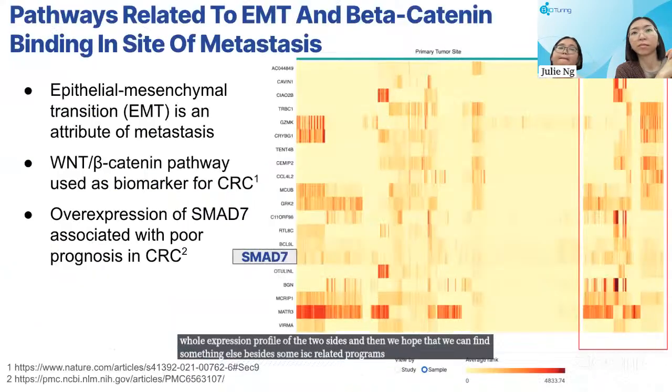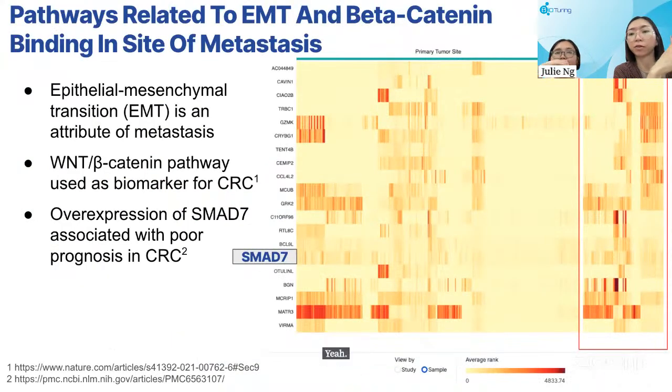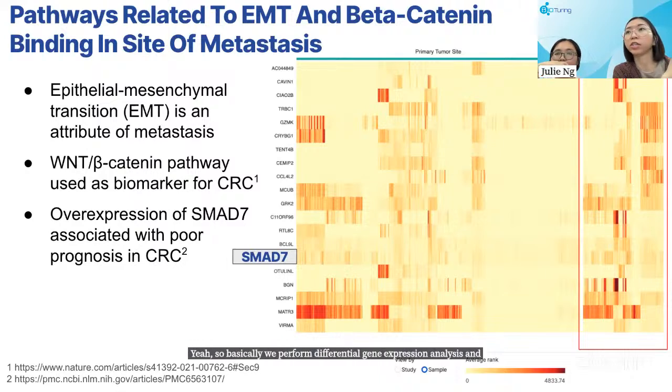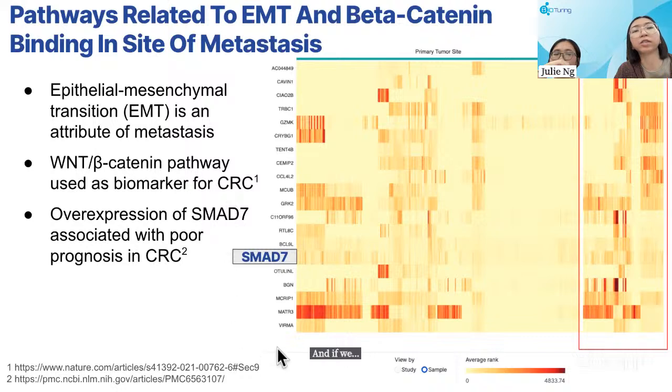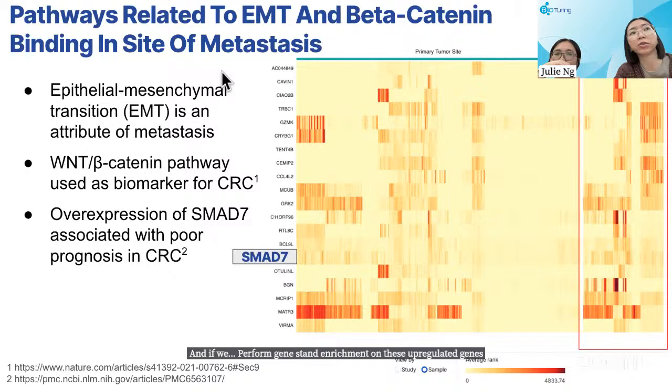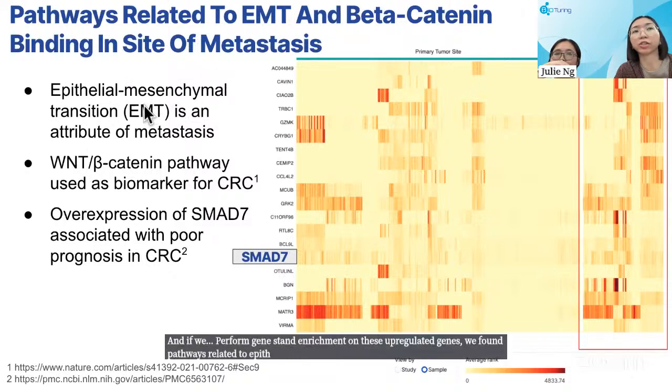Yeah, so basically we performed differential gene expression analysis and we found some upregulated genes in our site of metastasis and different upregulated genes in our primary tumor site. Right here, we're looking at our upregulated genes in our site of metastasis. And if we perform gene set enrichment on these upregulated genes, we found pathways related to epithelial mesenchymal transition, or EMT, which is a really important attribute of metastasis.